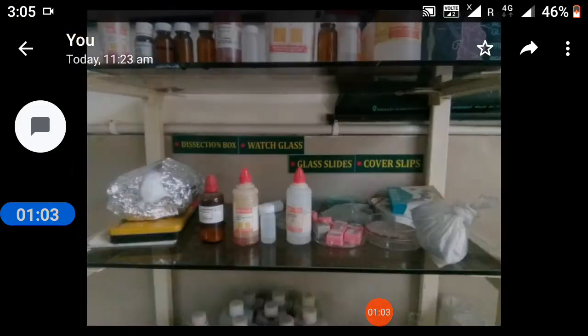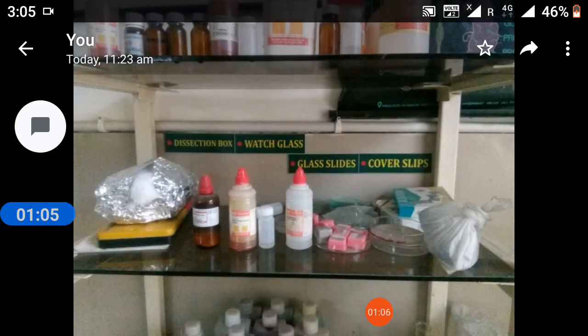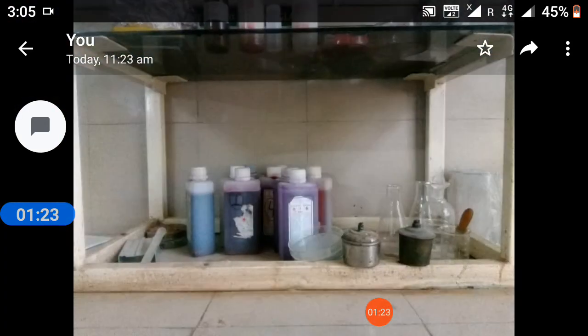Apparatus: burette, pipette, flask, and reagents used are carbon dioxide free distilled water, phenolphthalein indicator, methyl orange indicator, 0.1 N sodium thiosulfate solution and 0.02 N sulfuric acid.